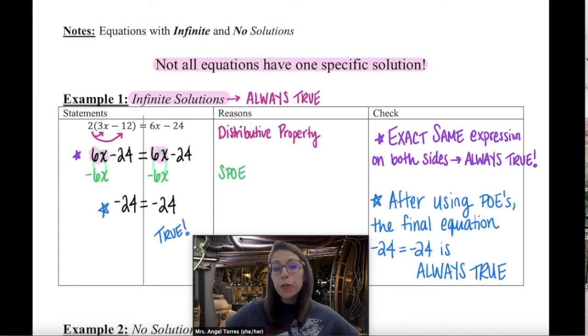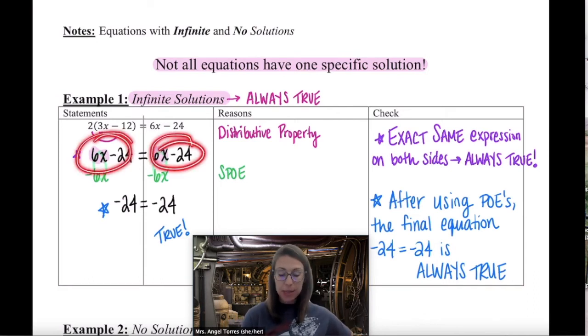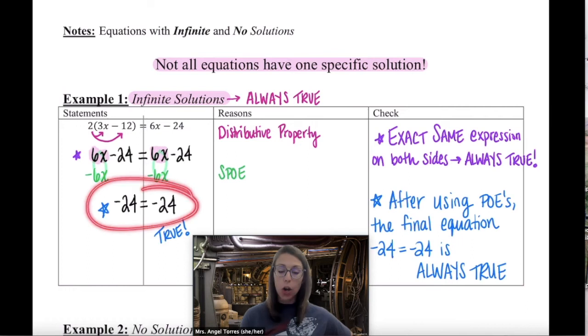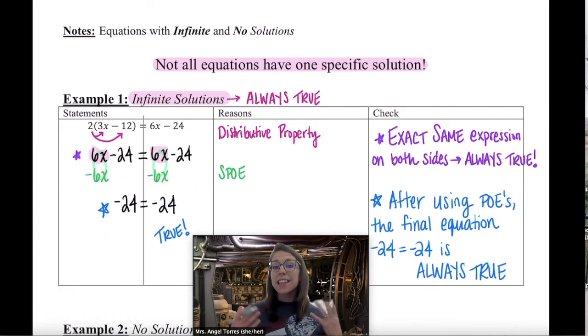So there's two different ways to determine if an equation has infinite solutions. You either want to look for the exact same expression on both sides, or after using all of your properties of equality, do you have an equation that is always true? If that's the case, then this equation, 2 times the group of 3x minus 12 equals 6x minus 24, has infinitely many solutions or all real numbers. I challenge you to find a value for x that does not create equal values on both sides of this equation when you plug it in.